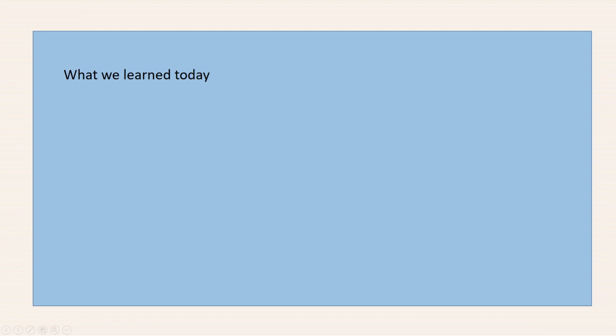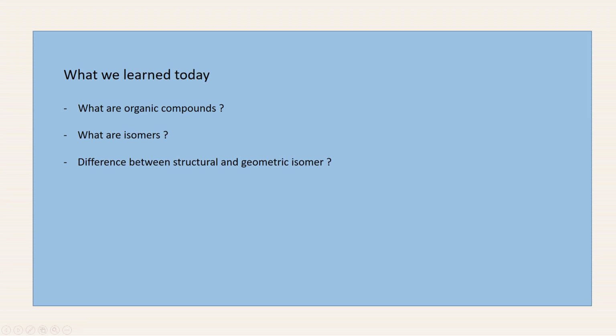That was geometric isomers. So what we learned today is, firstly, what organic compounds are, what isomers are, and the difference between structural and geometric isomers.